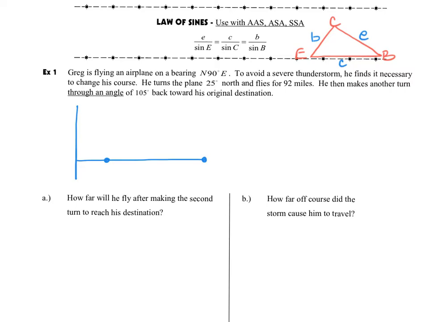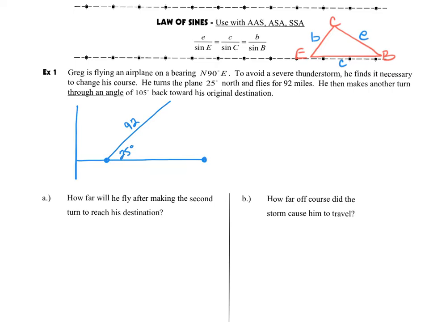Now, what he notices is that there's a thunderstorm between him and his final destination, so he's going to change course and he's going to turn the plane 25 degrees north. So as he turns his plane 25 degrees north, we're going to put our 25 degrees there. It says that he's going to travel on that path now for 92 miles.